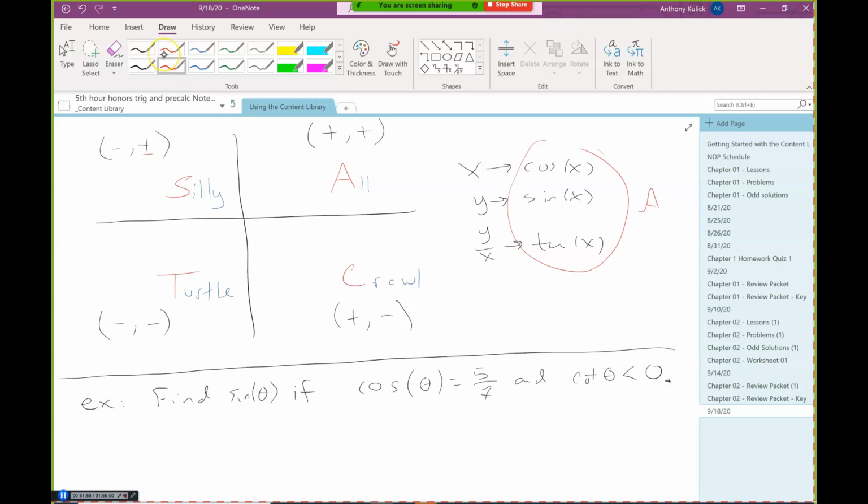So here we're asked to find the value of sine theta if cosine theta is equal to 5/7 and cotangent theta is less than 0. So to do this problem, I'm going to draw a right triangle on the xy axis somewhere. The trick is figuring out which quadrant that triangle needs to go in.